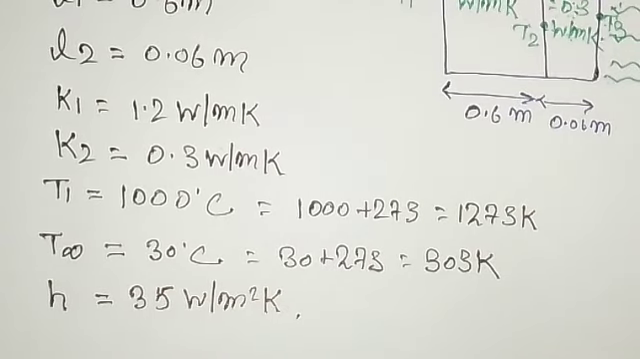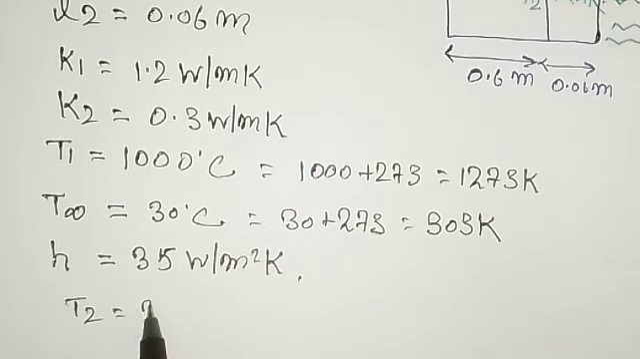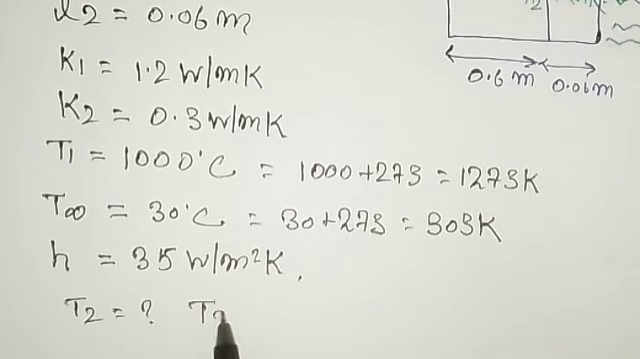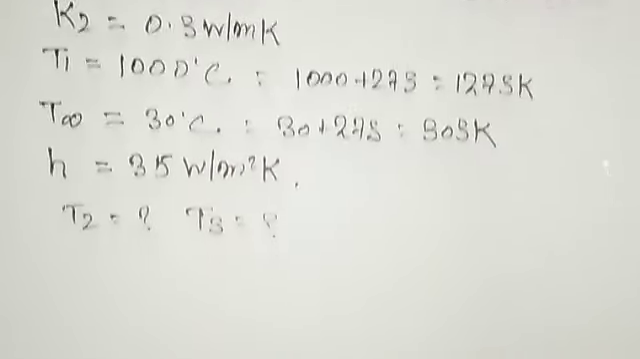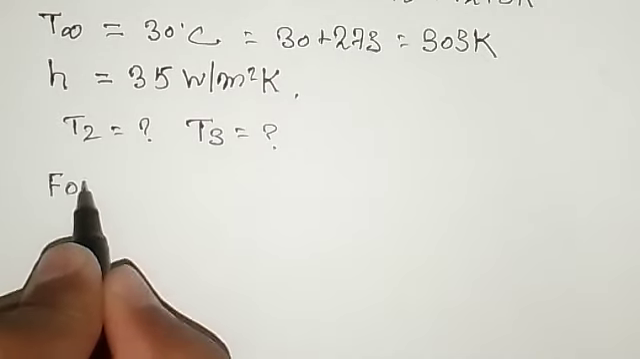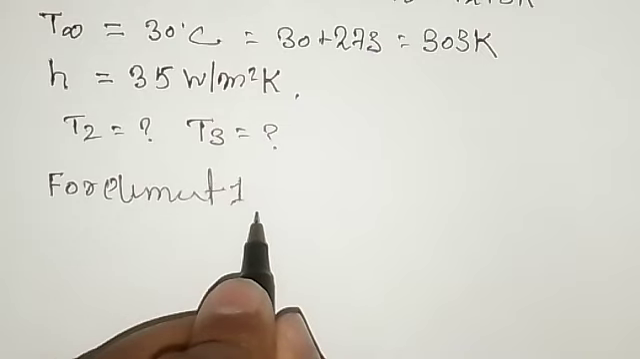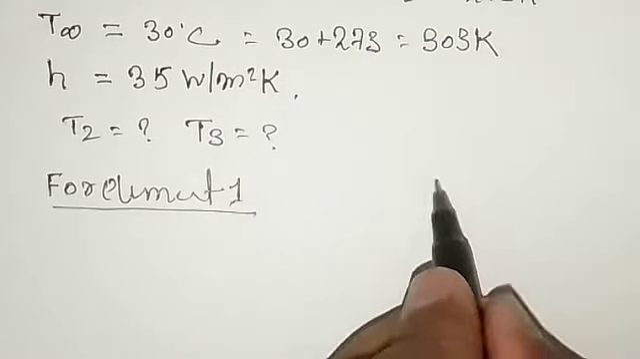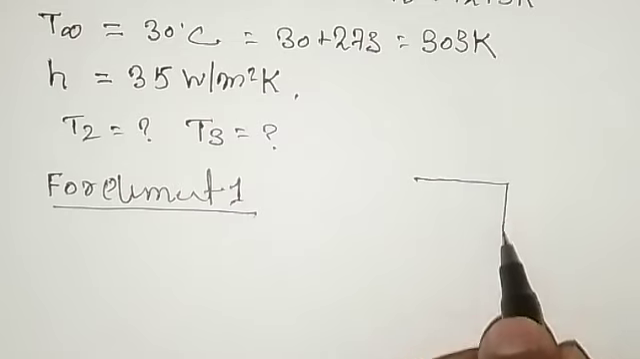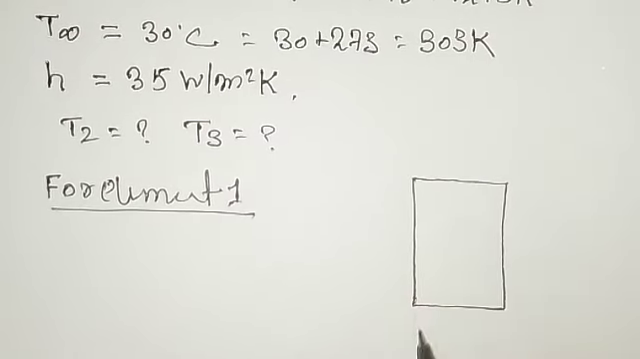So this data is given, and we have to calculate the nodal temperature T2 as well as T3. So first of all we'll go for element 1. So here we can write for element 1, right? How does element 1 look? Element 1 is like this. This is the wall having thickness 0.6 meter.